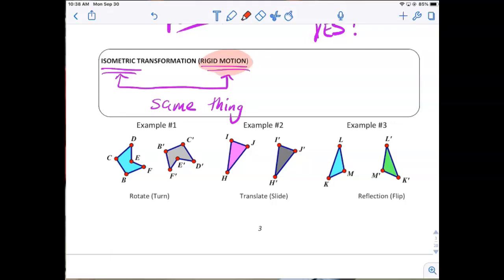Isometry is just Greek for the same measure. Iso means same and metric means measure, so it just means the same measure. Very similar to a rigid motion. So the three examples at the bottom are the three isometries. We already know rotations, translations, and reflections all preserve distance. They don't get bigger or smaller. The angles don't change. You could cut one out and put it on top of the other and it would fit. That's basically what a rigid motion or an isometry is.